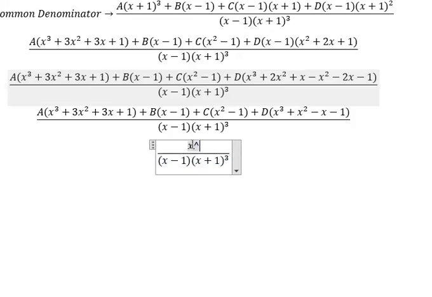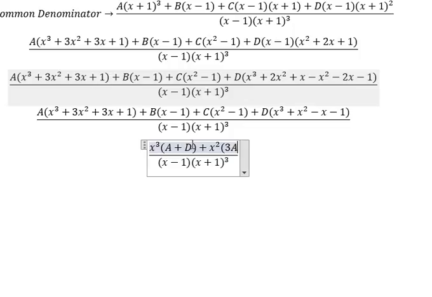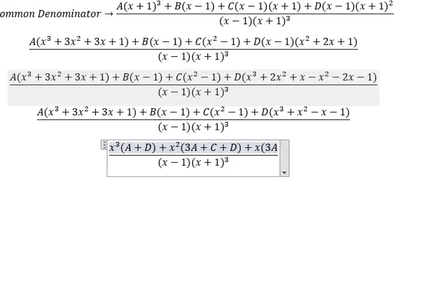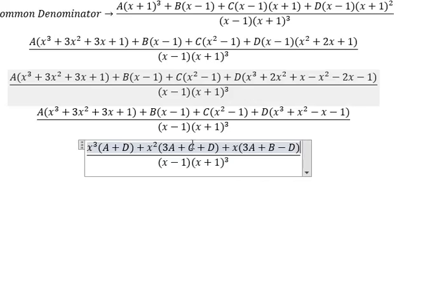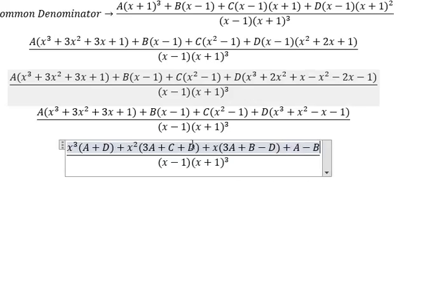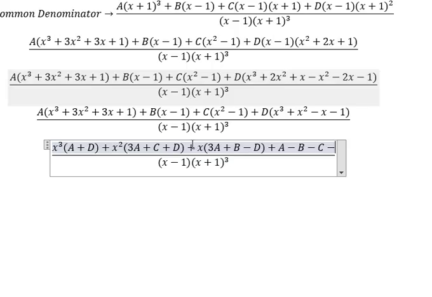About s to the power of 3, we have A plus D. About s squared, we have 3A plus C plus D. About s, we have 3A plus B minus D. About the constant, we have A minus B minus C minus D.